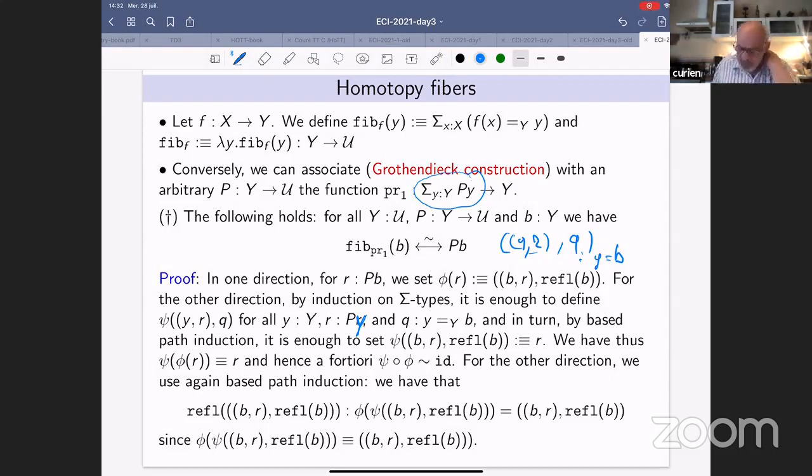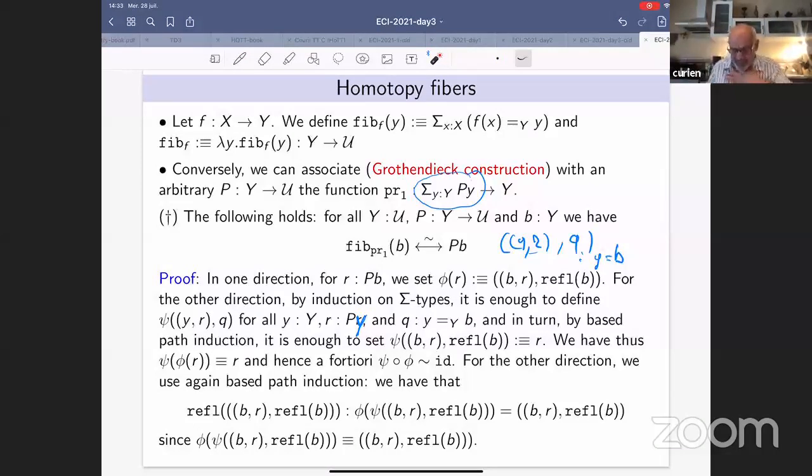So let me repeat. I'm losing time here because I confuse myself. The fiber here is defined to be the set of pairs of an element of this type such that its first projection is equal to B. Such a pair is of the form (y, r). The first projection is Y, so Q is a proof that Y is equal to B. And then what I say begins to make more sense, I hope.